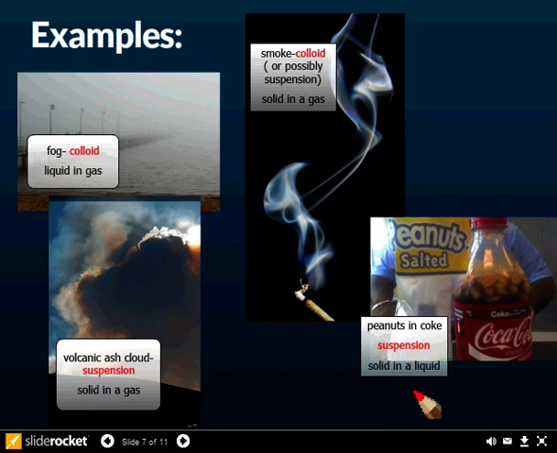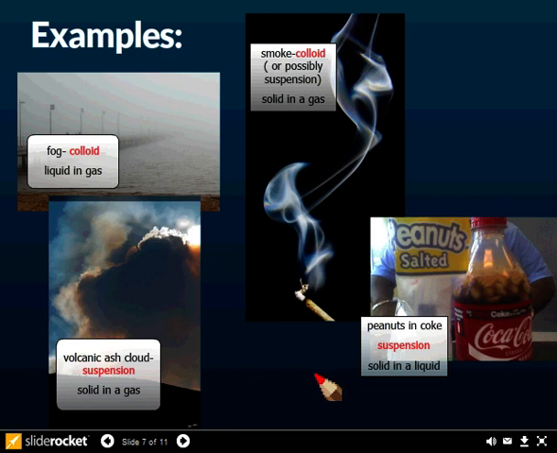And then here's another example, especially in the South, people like to put peanuts in their Coke. And the peanuts will go in there and then they usually bob up to the top and eventually they'll sink. Well, because they will separate out easily upon settling, then this would be a suspension, and it would be a solid in a liquid.